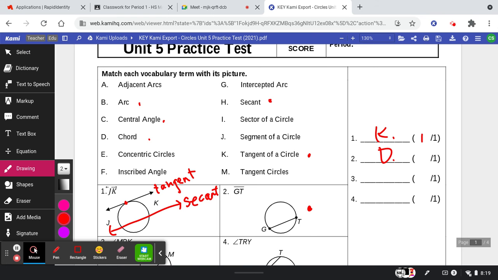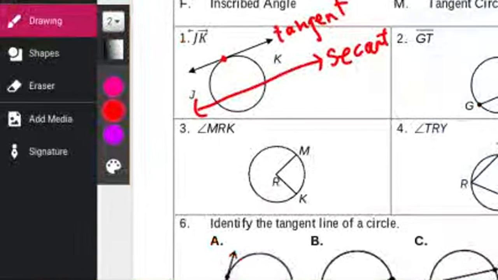Okay, this one was D, chord. So look at the difference between the secant that I just drew in and the chord. Does the secant stop at the edge of the circle? Nope, the secant keeps going. Does the chord stop at the edge of the circle? Yes. Now, where was this chord? This was way back in 5.2 when we first did the start of circles. So your 5.2 study guide in the big book could help.